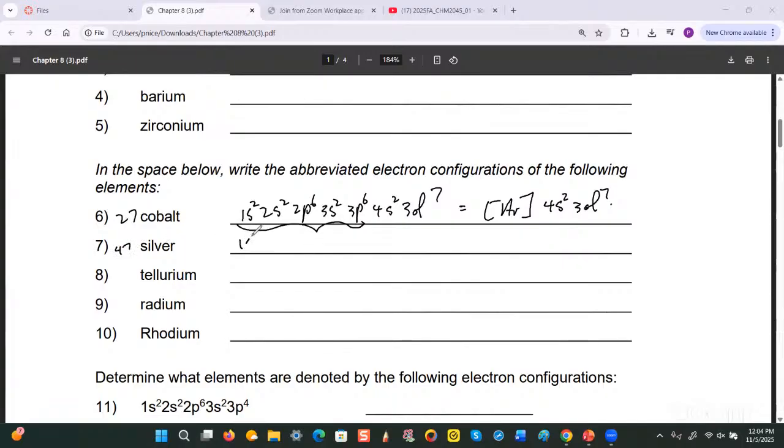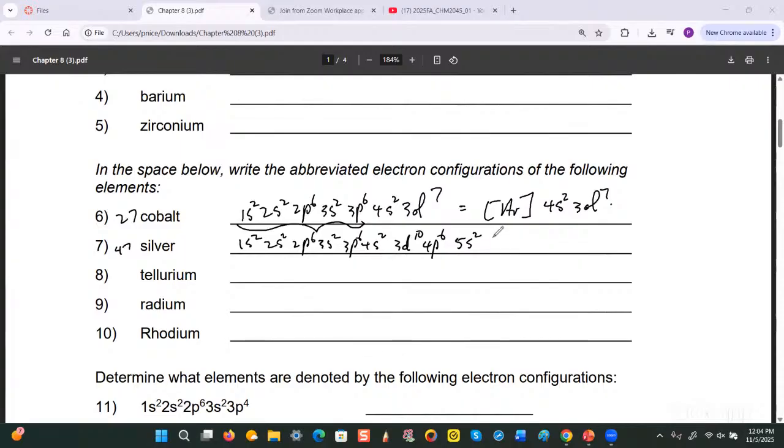So 1s2, 2s2, 2p6, 3s2, 3p6, 4s2, 3d10. So that's 30. And then what comes after 3d? After 3d, 4p. 4p, that would be 6. So that's 36. And then what's after 4p? 5s. So that's 36 plus 2, that's 38.